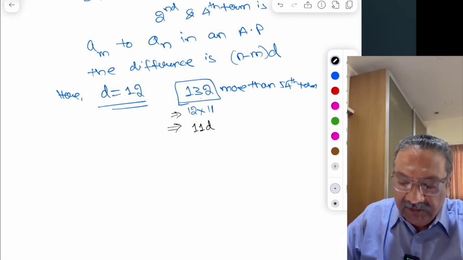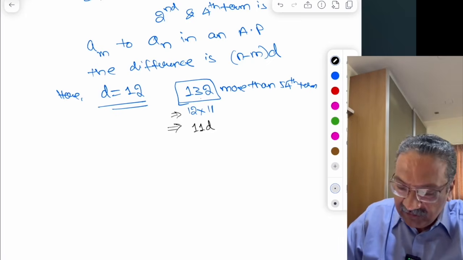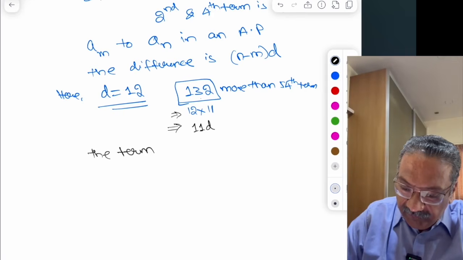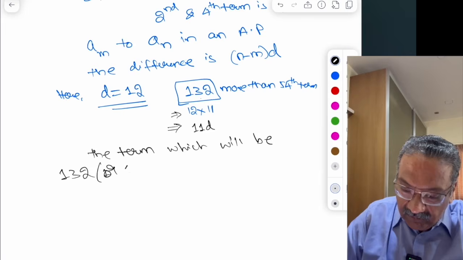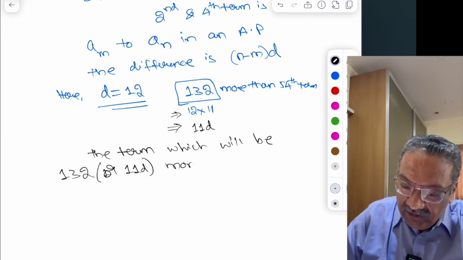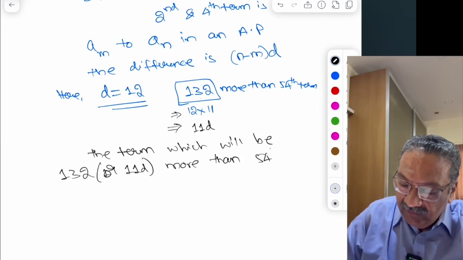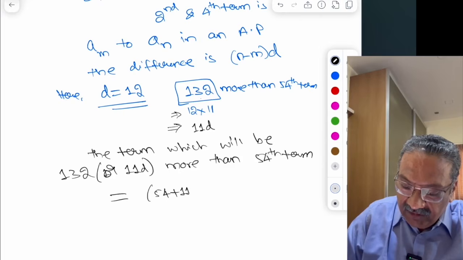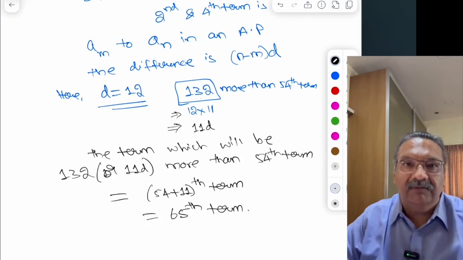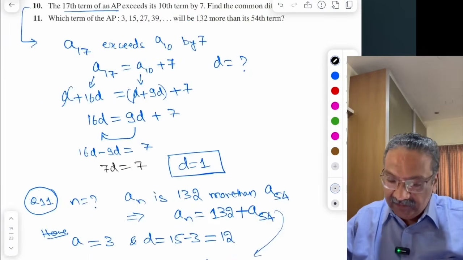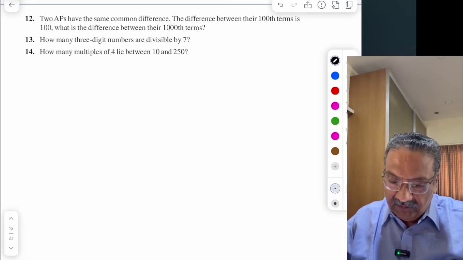So which term will be 11 times d more than 54? The term which will be 132, or 11 times d, more than the 54th term will be 54 plus 11, the 11th term further, which is equal to the 65th term. Okay, so this is another way of looking at the AP.